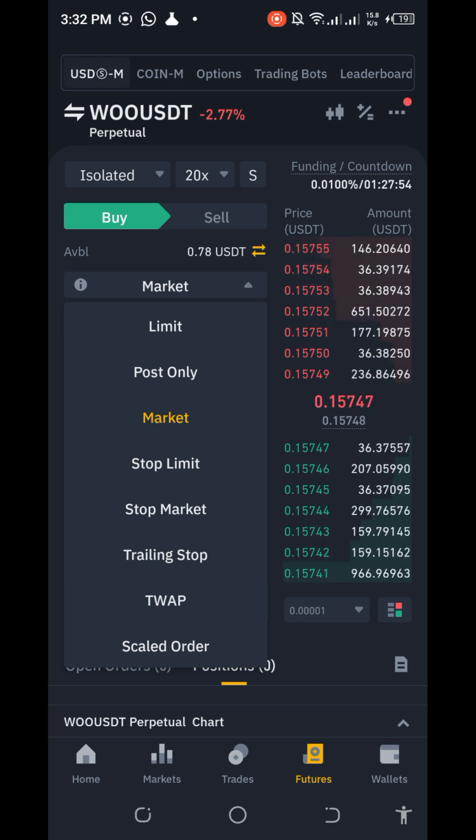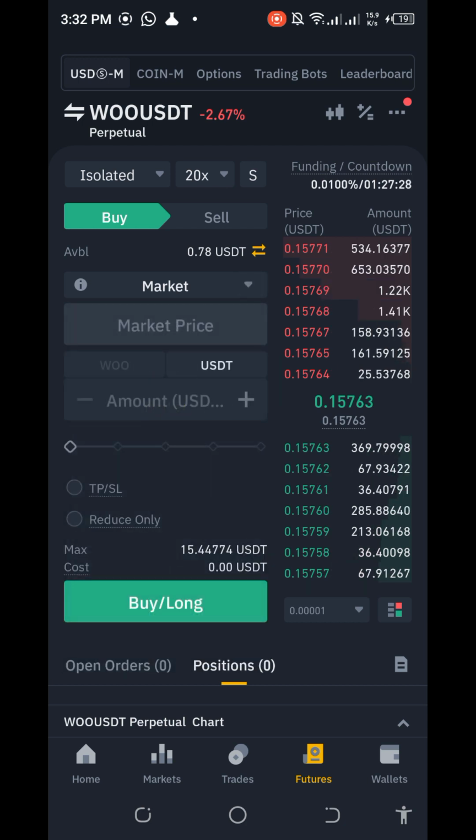I'm going to explain only limit order and market order. These are the two major ones we normally use here. The most popular ones, limit order and market order. These other ones are also relevant, but these are the ones we make use of daily.